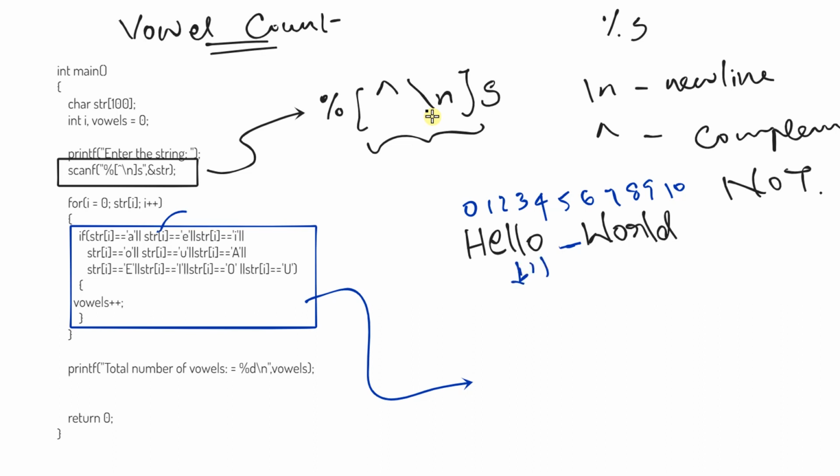While checking for L, nothing happens. The next L also won't be incremented. For O, as it is a vowel, str of 4 will be equal to this. It is a small letter, so it will be equal to this, and vowels will be incremented. It will be 2. Next, while considering the space, it is not equal to any vowel.